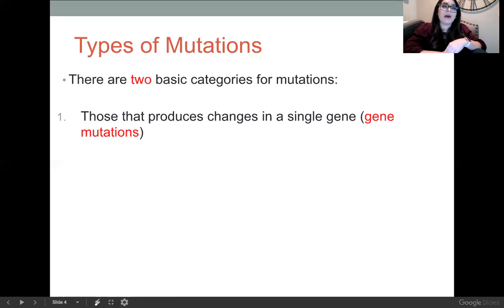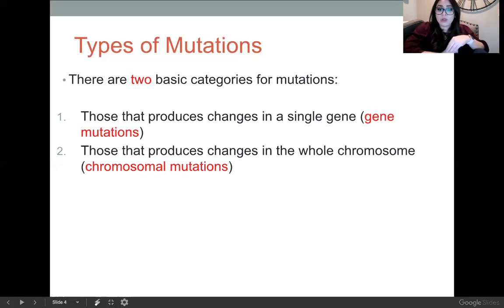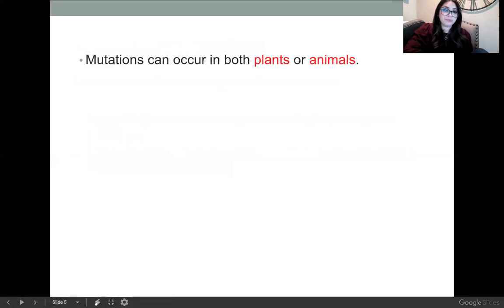We can also have chromosomal mutations, and those are going to affect the entire chromosome. Remember your X's when we were doing our cell cycle, the X's are our chromosomes. And we are going to talk about those a lot more once we get into genetics and we'll learn how to name these mutations and such. But for right now, we just need to understand the difference between gene and chromosomal.